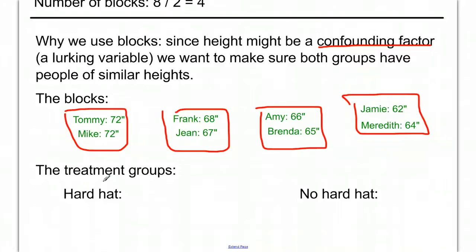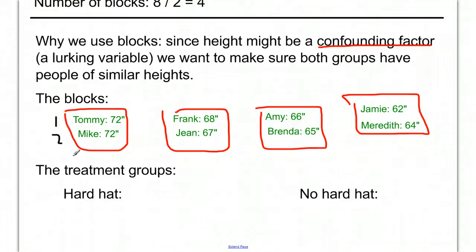Now to get these people into treatment groups. We have them blocked by similarity. We have the most similar people in height blocked together. Now we need to split them up. To do that, you still have to randomly assign. You can't just send them to whatever group you want.